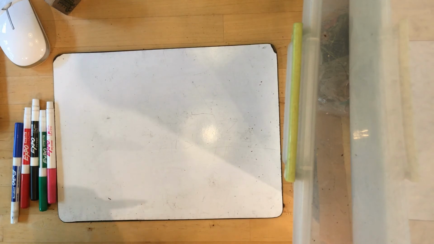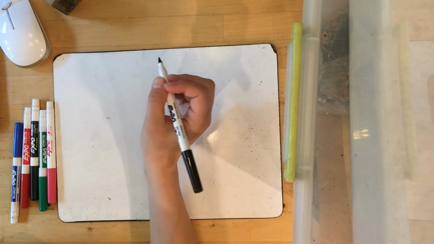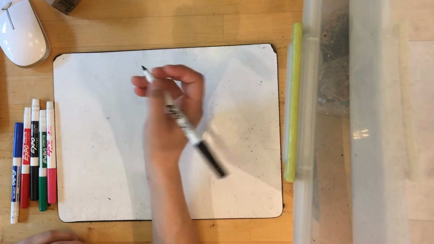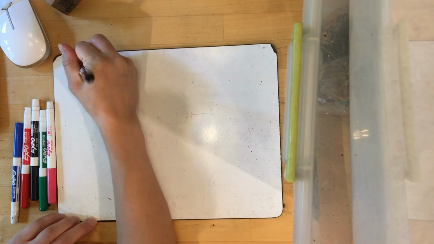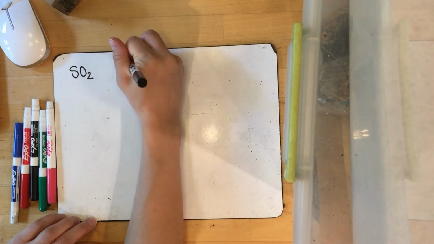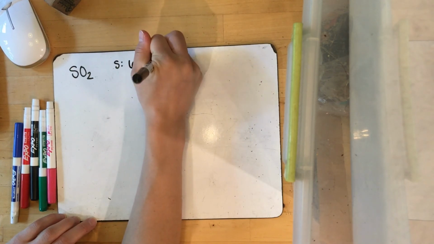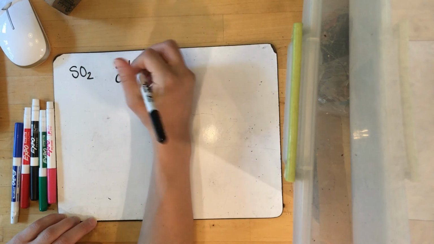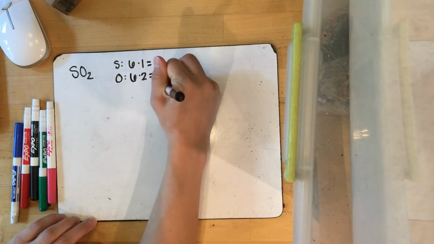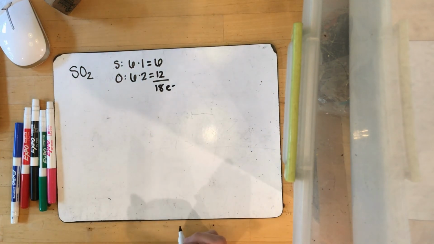In this example, we're asked to find the molecular structure for sulfur dioxide and then decide whether or not it will be polar. So sulfur dioxide is SO2. For sulfur, we have 6 valence electrons and 1 sulfur. For oxygen, we also have 6, but there's 2. So total, we have 18 valence electrons.